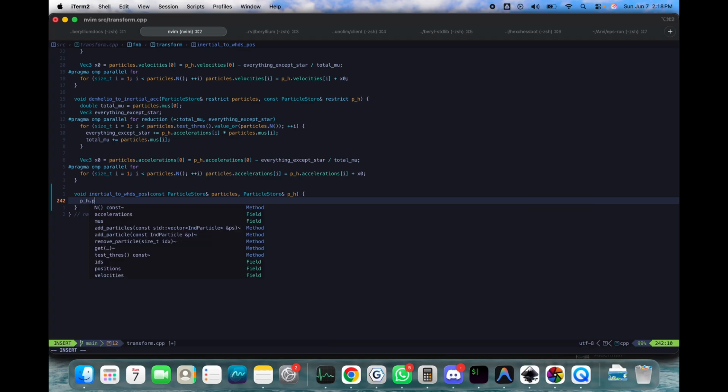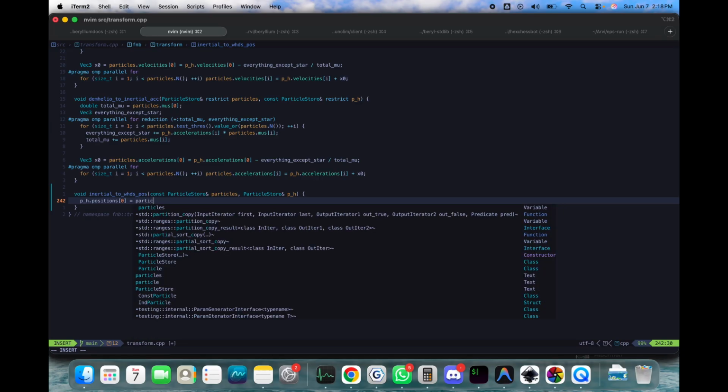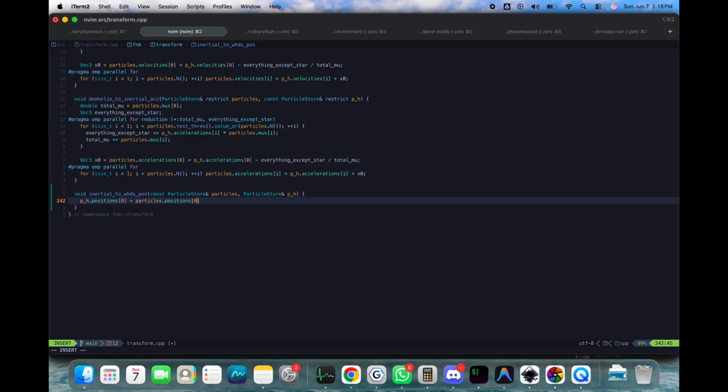So, pH dot positions index 0 should equal particle dot positions index 0. Yeah, I'm going to make the basic assumption that the star is the central mass and the major one, and that it's also the first one in the list. If it's not, you're cooked.